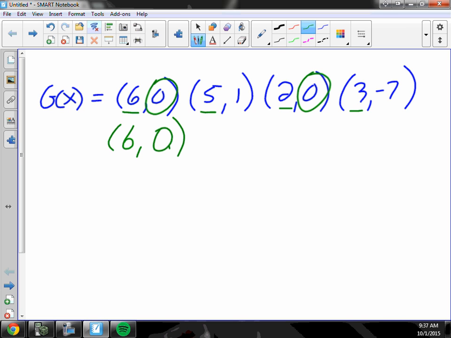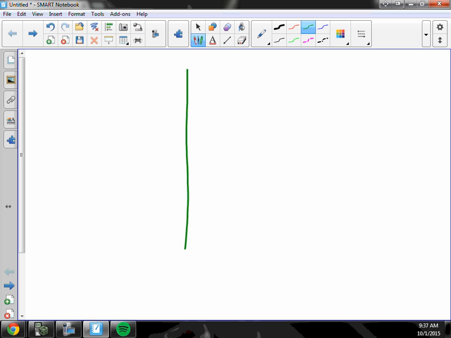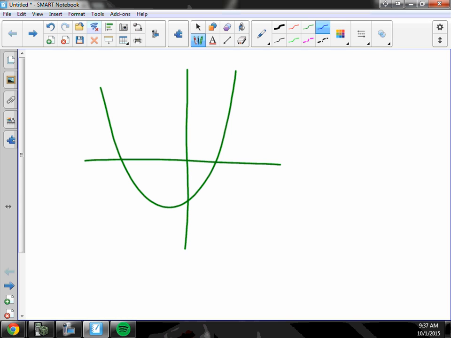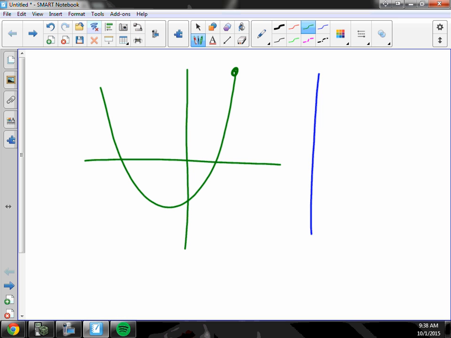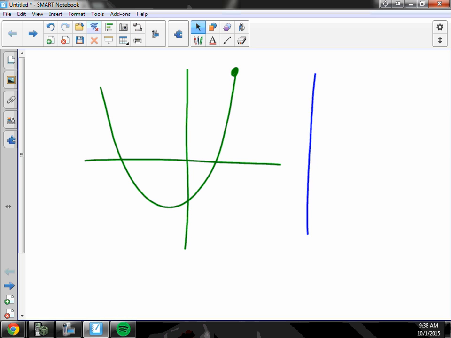So graphically, how do you tell if something is a function? You do the vertical line test. So if I had a parabola and then I had a vertical line, if I run this vertical line across, does it hit more than once? No. What if it doesn't hit at all? What if this stops here? Is not hitting at all okay? Yeah, that's fine. You just can't hit twice.